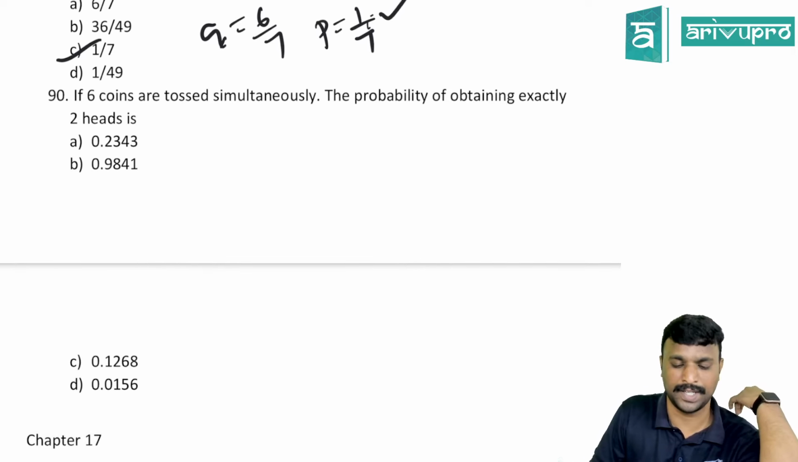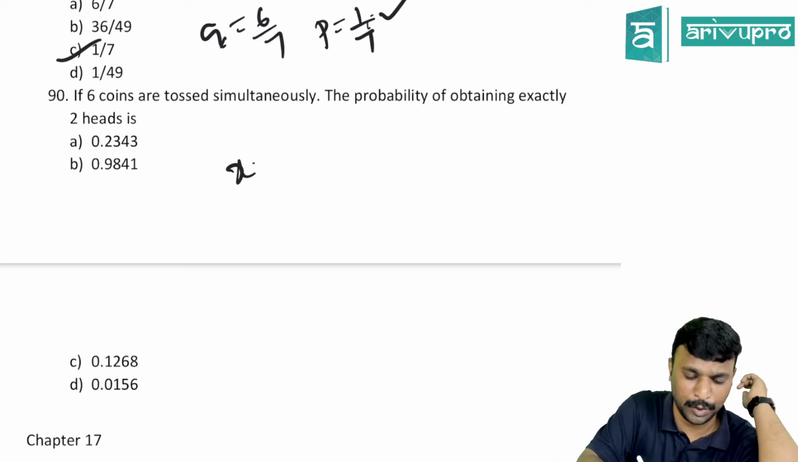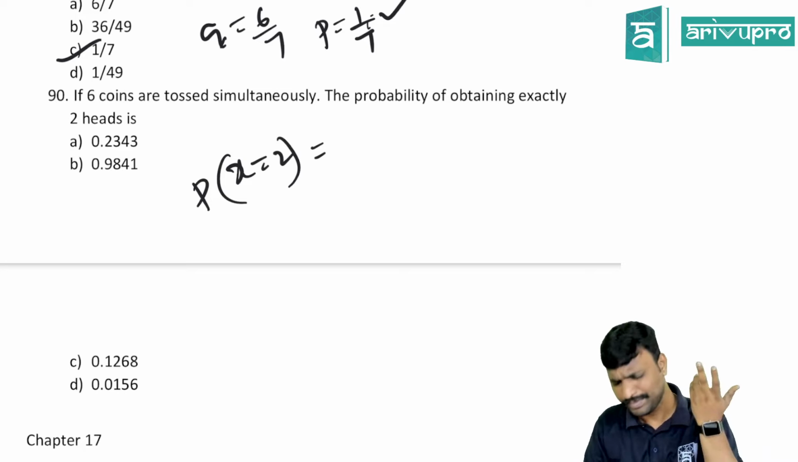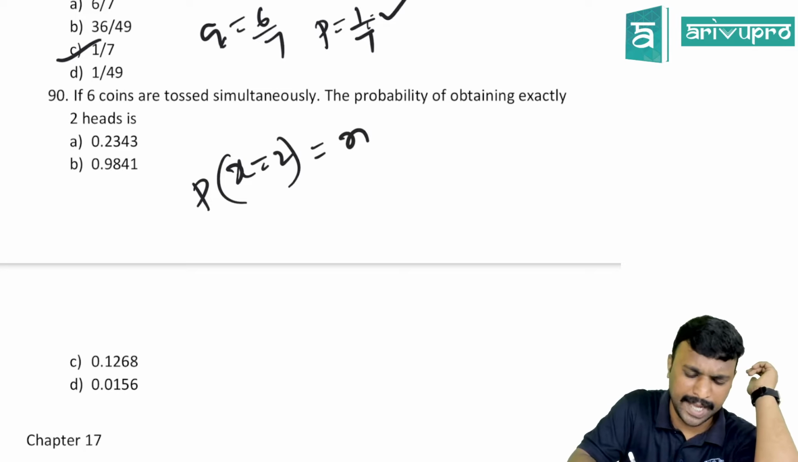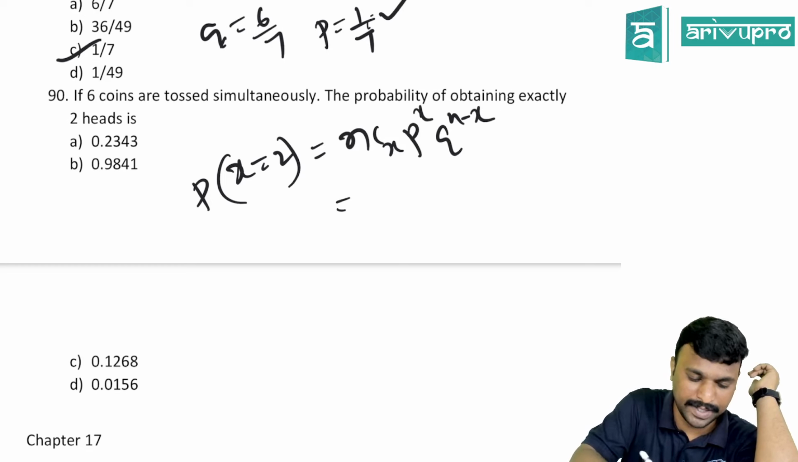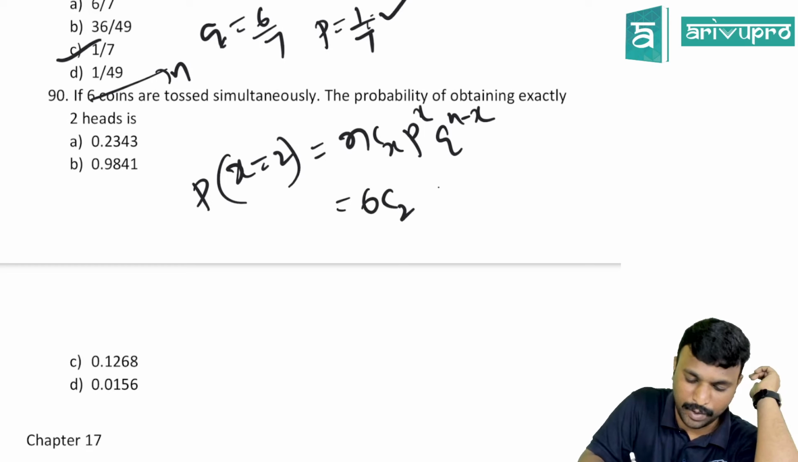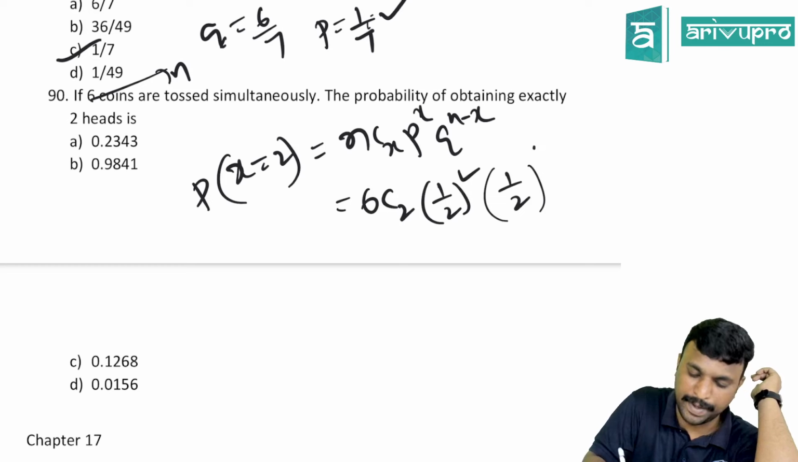6 coins are tossed simultaneously. Probability of obtaining exactly 2 heads. So x equal to 2. P of x equal to 2 we are asked. Tossing of a coin is definitely the binomial distribution. nCx p power x q power n minus x. Guys, what is n here? n is equal to 6. So 6C2. P is what? 1 by 2 power 2. Q is what? 1 by 2 power how much? 6 minus 2 is 4.